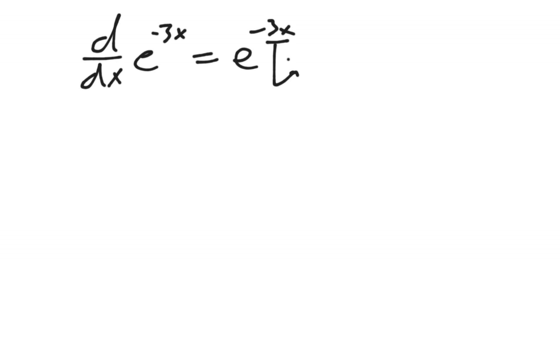Notice that the chain rule is going to be multiplied, so it's down on the level of e, not with the exponent, and I'm just going to multiply by negative 3. Simplify: negative 3 e to the negative 3x.